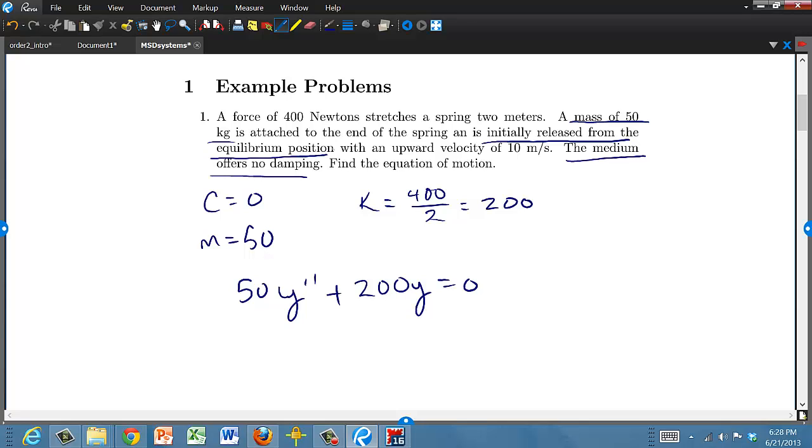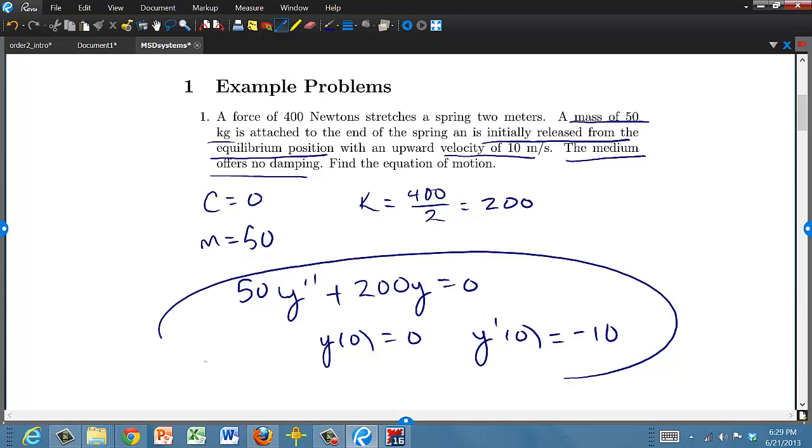We know that the object is initially released from the equilibrium position. Since y is displacement from equilibrium position, we're saying there's no initial displacement, so y(0) is 0. And an upward velocity of 10 meters per second: y'(0), remember up would be negative, so that's negative 10. And that's it. That is the initial value problem that you would want to solve.